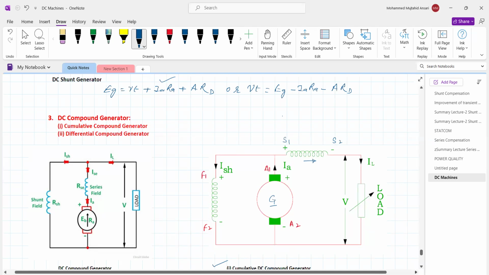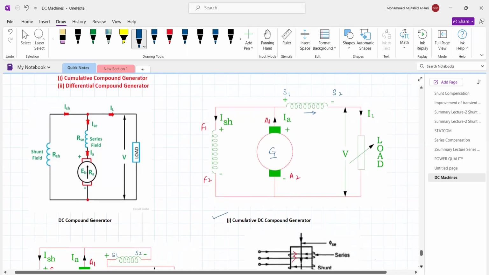Now, in this circuit, this is the DC shunt field winding and this is the series field winding. This series field winding is connected in series with the load. So the current in the series field winding is a function of load. As the load is small, the current in the series field winding will be small. This is the terminal A1, positive terminal, negative terminal is A2. Similarly, F1, F2, and the series field terminals S1 and S2. So here A1 is connected to S1 and this is the cumulative compound generator.